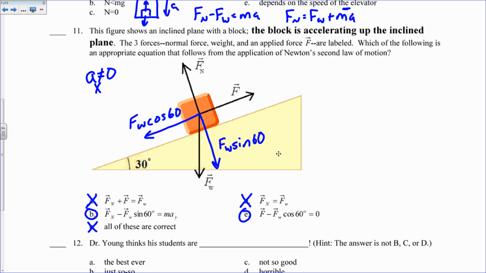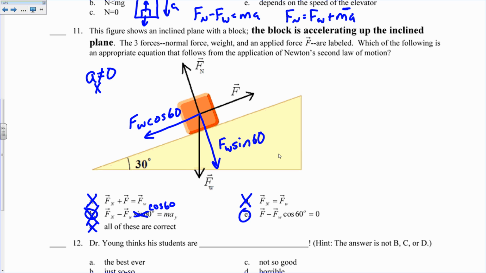I think the way that I'm going to change this is that instead of sine of 60, I will make this cosine of 60. Cosine of 60. So, yeah, if I make that cosine of 60, that answer is also wrong.